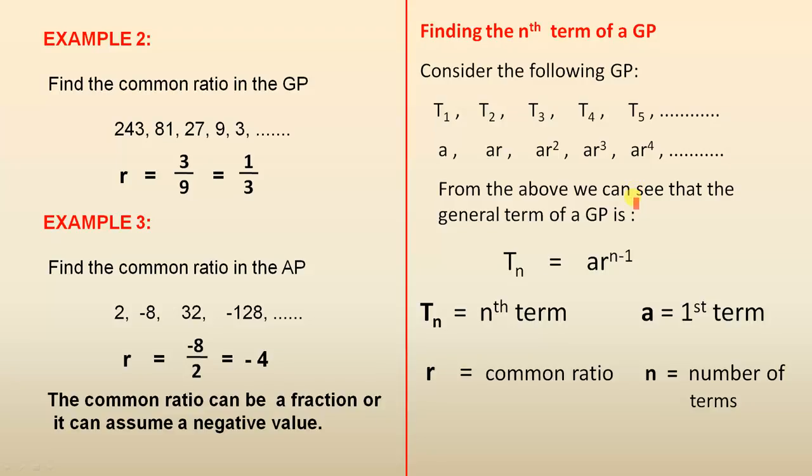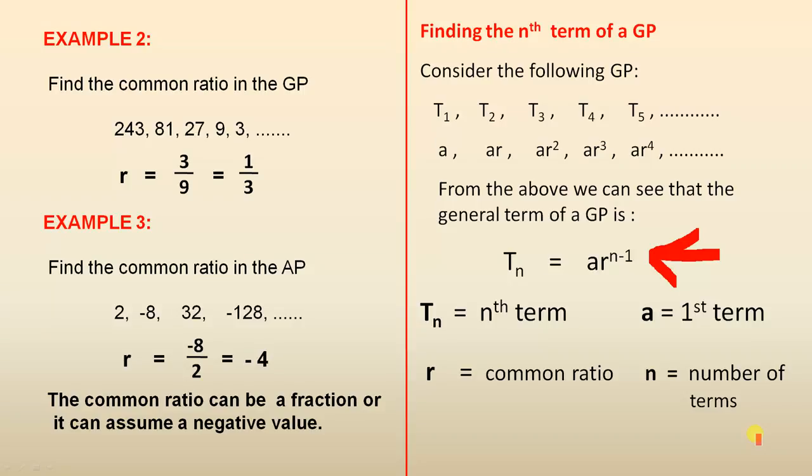So from the above we can see that the general term of a GP is Tn equals AR to the n minus 1. So for example, if you take T3, that's AR squared. See the 2, it's 1 less than that number. T4 is AR cubed. The 3 is 1 less than that number. And that is why that is the general term for a GP. So Tn is the nth term, A is the first term, R is the common ratio, and n is the number of terms.